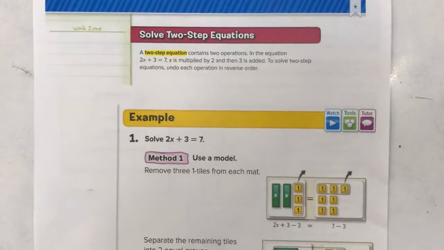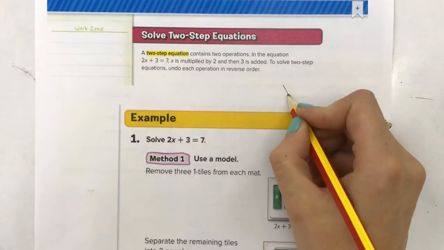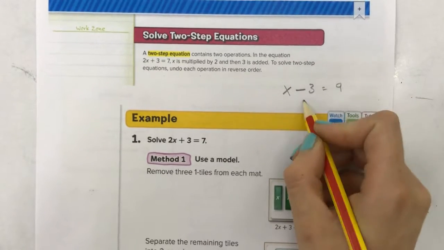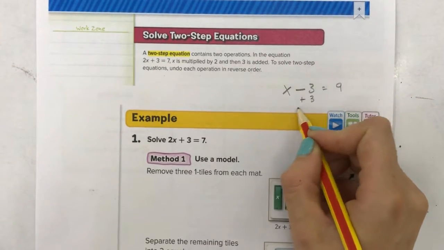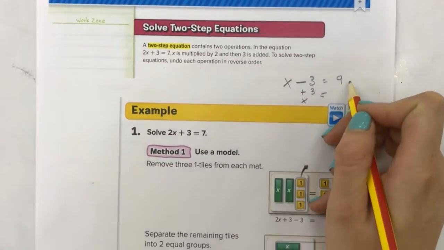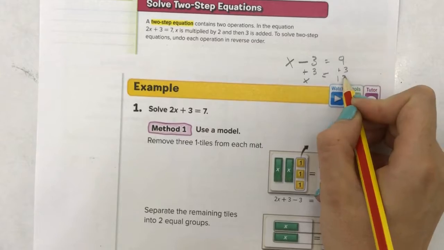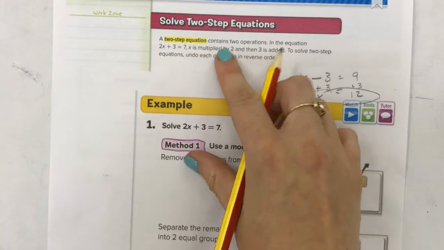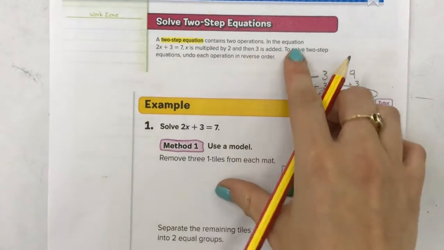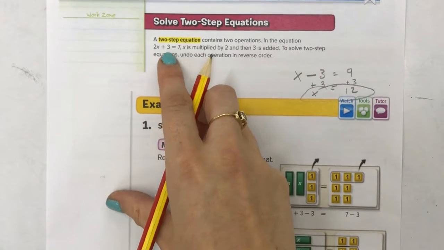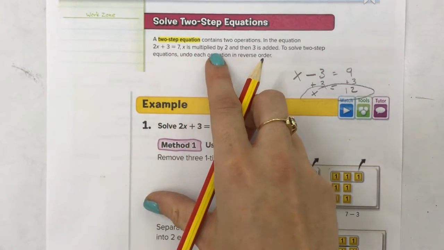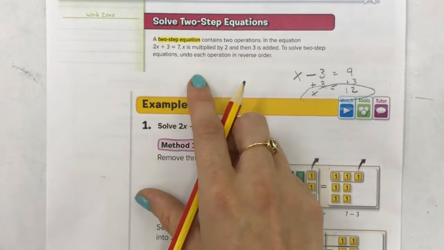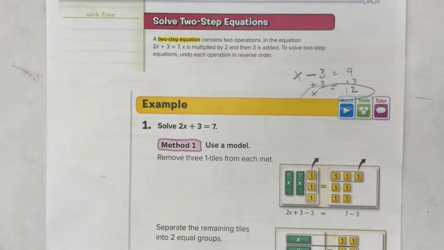Okay, solve two-step equations. Up until now, we've been doing equations that have one step, like x minus 3 equals 9. You fight subtraction with addition, which leaves you with x. You add 3, and you have 12, x equals 12. So that's a one-step equation. Now we're doing two-step equations. Two-step equations contain two operations. In the equation 2x plus 3 equals 7, x is multiplied by 2 and then 3 is added. To solve two-step equations, undo each operation in reverse order.